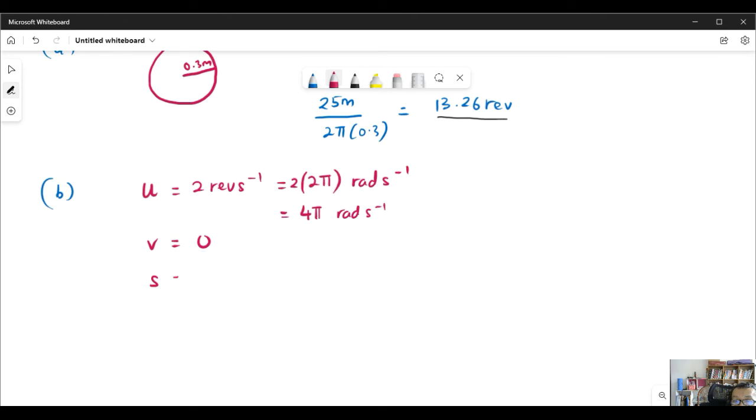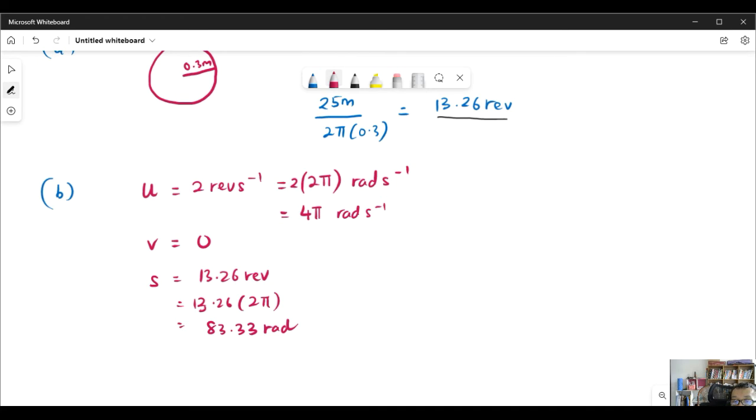And the displacement here is 13.26 rev. Because 1 rev is 2 pi, therefore 13.26 rev will be 13.26 times 2 pi. That will give you 13.26 times 2 times 3.142, 83.33 rad. Okay, rev changed to radian.